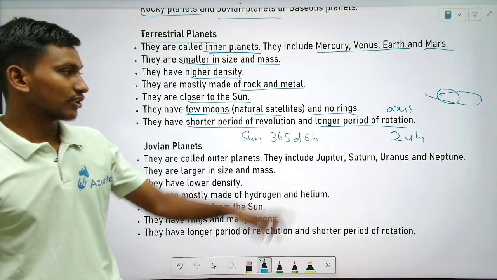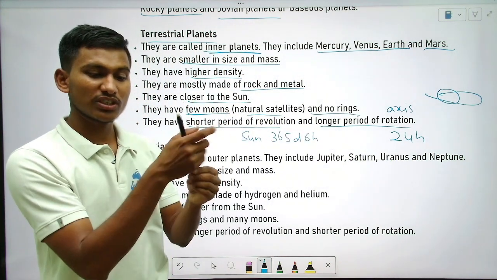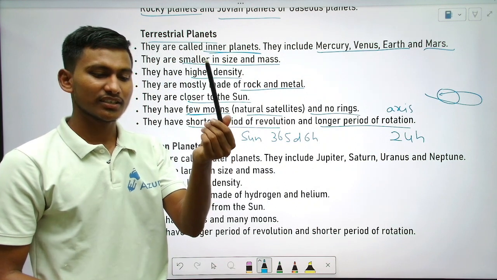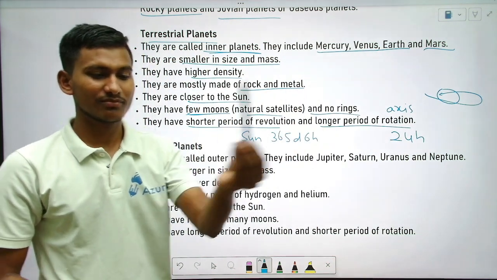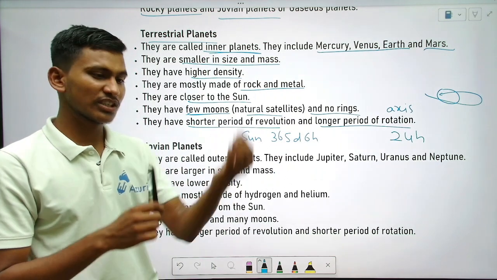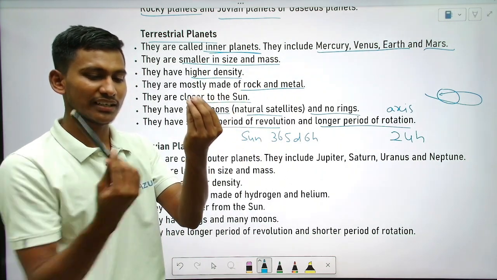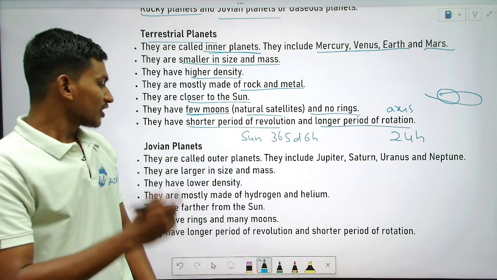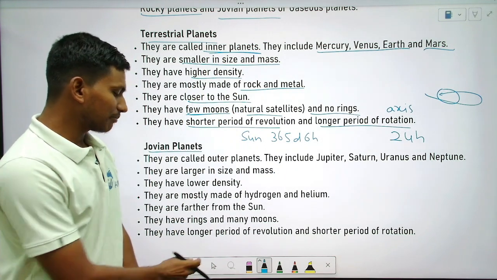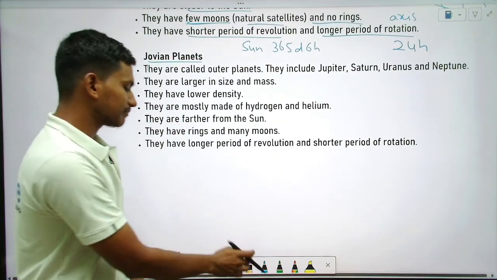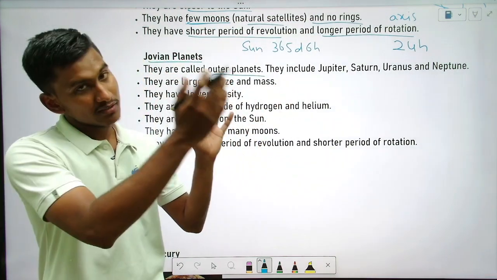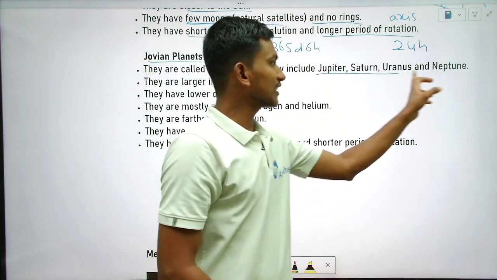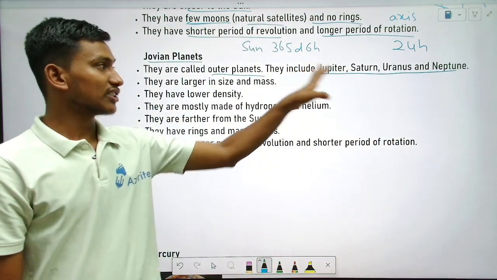So rotation means around itself. This pen, if I am rotating it, it is rotating. Revolution means like this, revolving around something. This hand is revolving around my hand like that. Okay, good. So Jovian planets, what are Jovian planets? Let us see that. They are called outer planets, that is after Jupiter: Saturn, Uranus and Neptune. These are four.